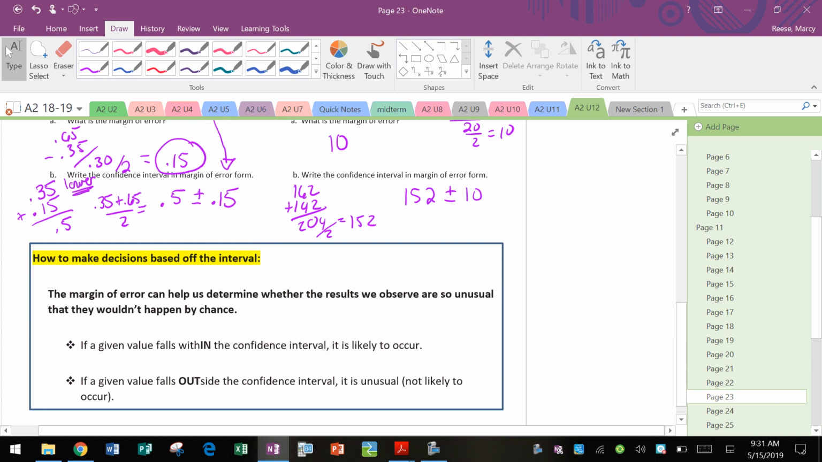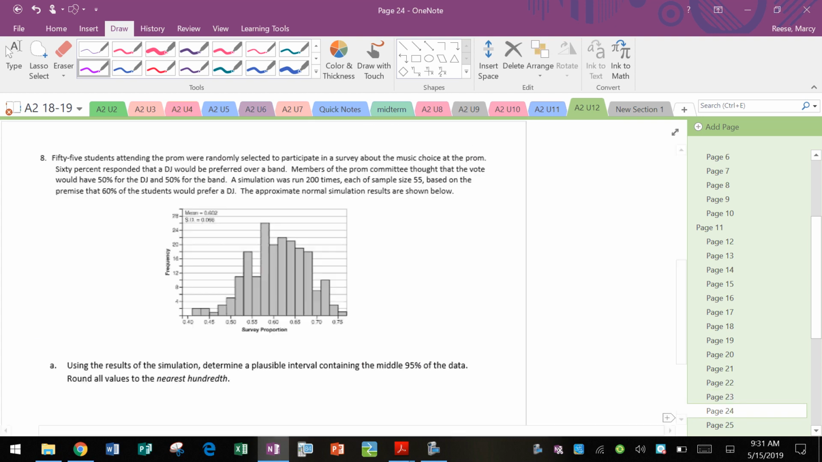Okay. How to make a decision based off the interval. The margin of error can help us determine whether the results we observe are so unusual that they wouldn't happen by chance. So if a given value falls within the confidence interval, it is likely to occur. If it falls outside the confidence interval, it's not likely to occur. That's what you've got to remember. Okay, I'm going to flip it so we can speed it up a little bit so you're not too bored with it.